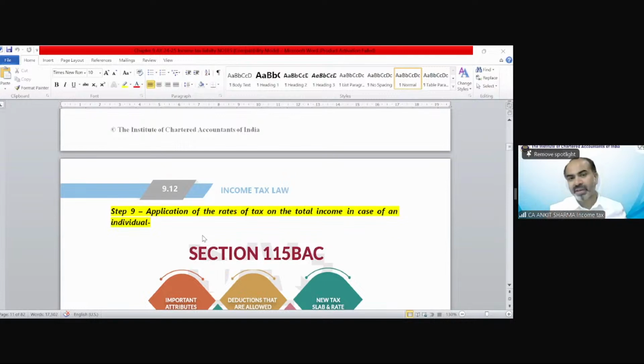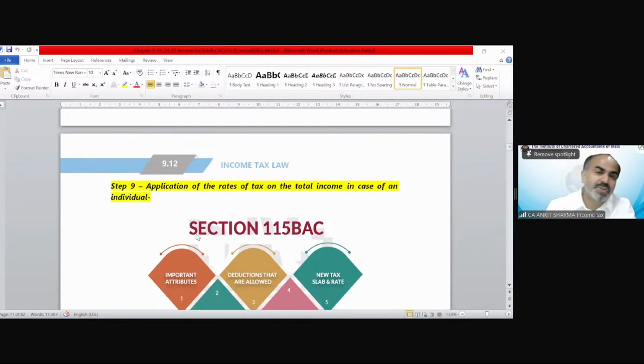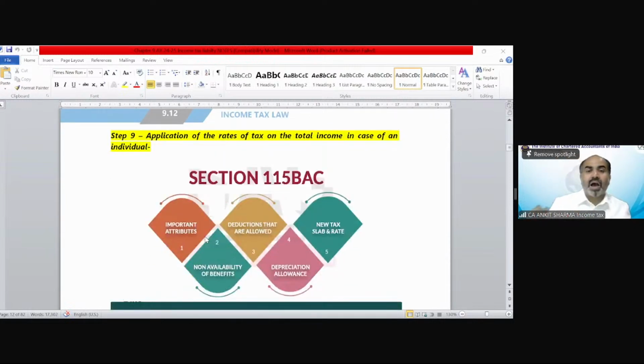So cess would be there. Then there is advance tax, etc. And last is recovery of tax, etc. So step 9 talks about calculation of tax under section 115BAC. After finding out our total income, taxable income, now we have to apply the tax rates to find out the tax liability on that income.